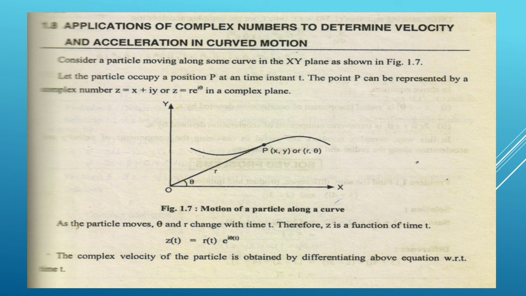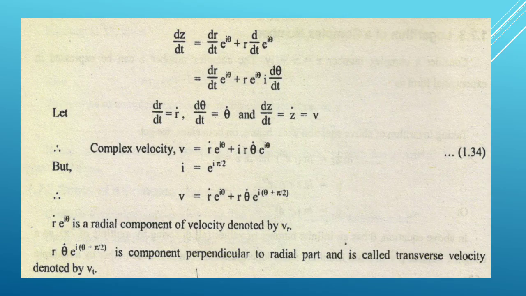As the particle moves, θ and r change with time. Therefore, z is a function of time t. Therefore, we can write z(t) = r(t) e^(iθ(t)). Now, the complex velocity of the particle is obtained by differentiating the above equation with respect to t.